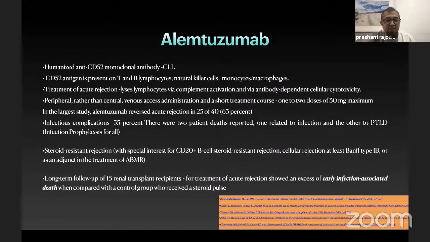For steroid-resistant rejections, especially with CD20 positive B cells, the cellular rejections, you can use it as an adjuvant to ABMR treatment. When you look at patients who had a long-term follow-up, there's a high chance of death with severe infections following the use of alemtuzumab.